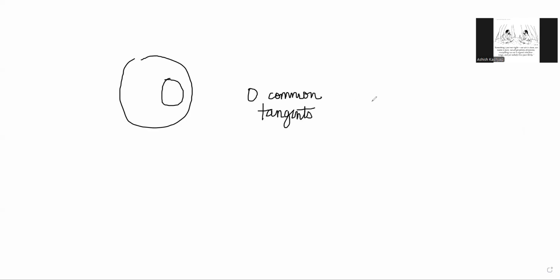And this happens if C1C2 is less than mod of R1 minus R2. So the one circle is completely inside the other circle and you get only one common tangent in this case, right? Now, how do we find the equation of direct common tangents or transverse common tangents? That is an important idea that you need to understand properly.